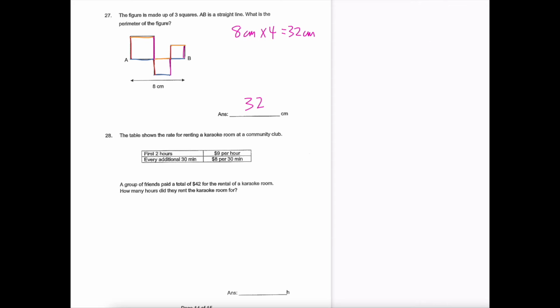Questions like that come out a lot, so make sure you really understand this before you move on. Alright, so let's go on to question 28.